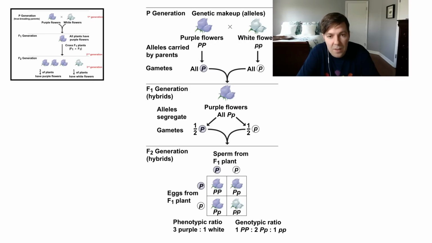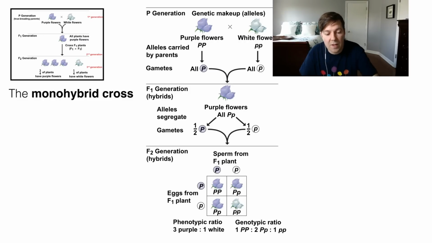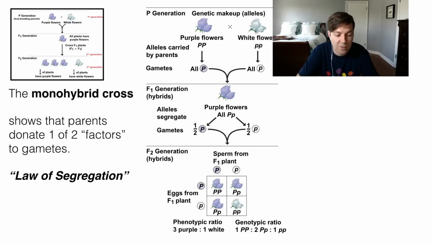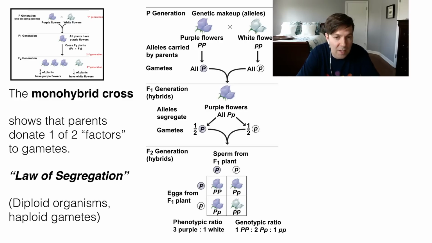that things are inherited discretely, right? You're not a mix of your two parents. Your parents pass these discrete factors to you, and we can only pass one of the two we get from our parents. Okay, so that's his law of segregation. We're going to come back to that when we talk about meiosis.